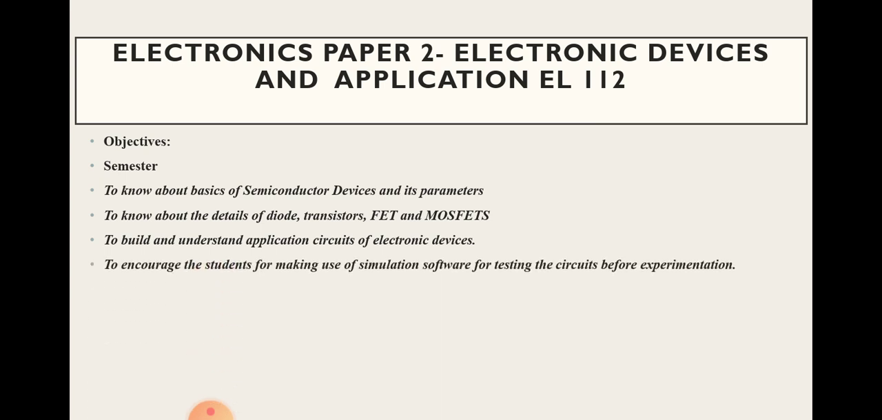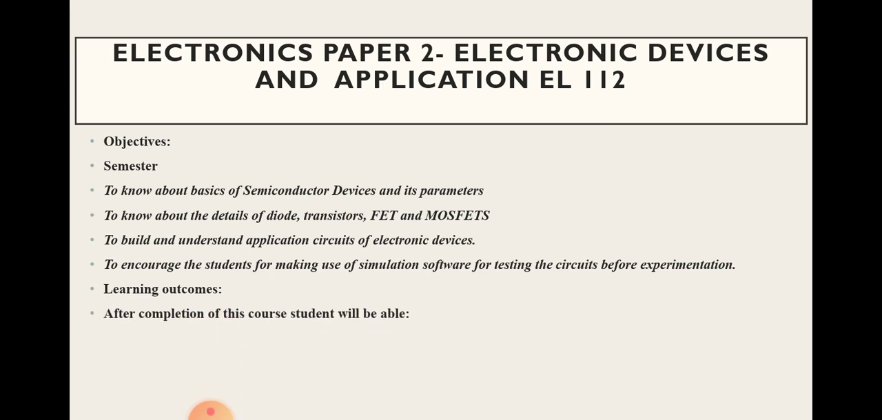The next objective is to encourage the student for making use of simulation software for testing the circuit before experiment. Simulation means it is a software which can be run which is exactly similar to the actual practical. Without building the actual circuit, you can study the behavior of the same circuit with the help of some software, and that is known as simulator. Now we are going to study the learning outcomes.